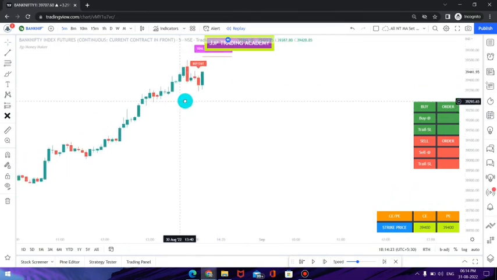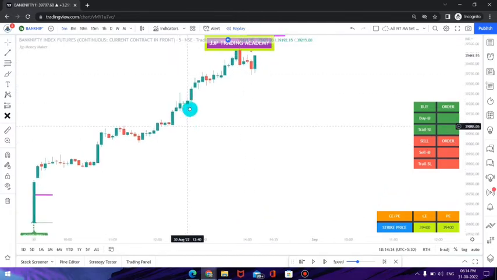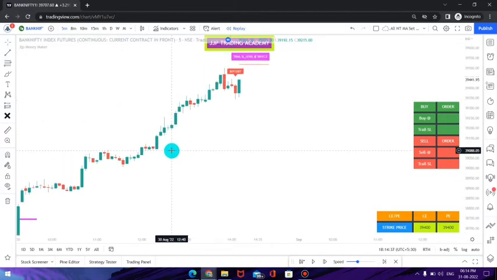Even if the trailing stop loss is not hit, the buy exit will be intimating you, so that you can exit the position for the buy entry. As well as for a sell entry, you will be getting a sell exit.